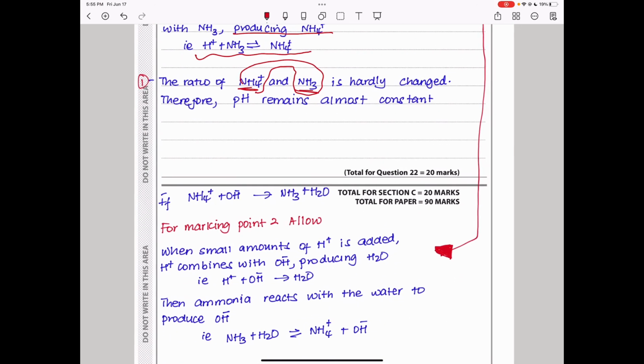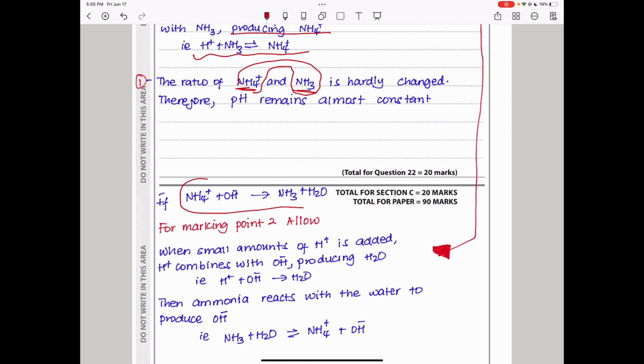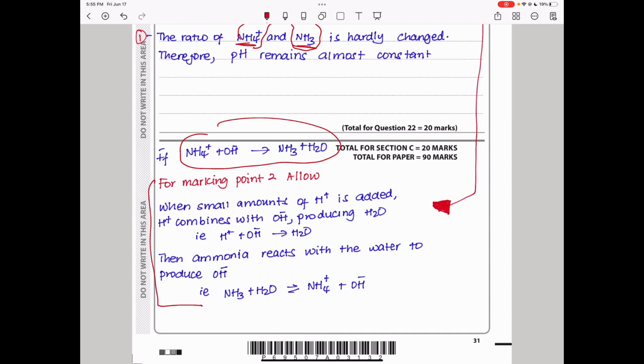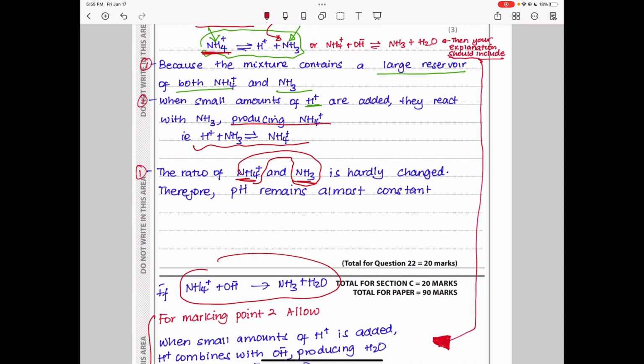So there is another alternative you could use. If somebody used this equation, then you can talk about the explanation as you see here. So when small amounts of H+ are added, it combines with this, producing water, and then the ammonia reacts with the water to produce OH-. So basically, it's going to be like that. So there will be no significant change in the pH as well.